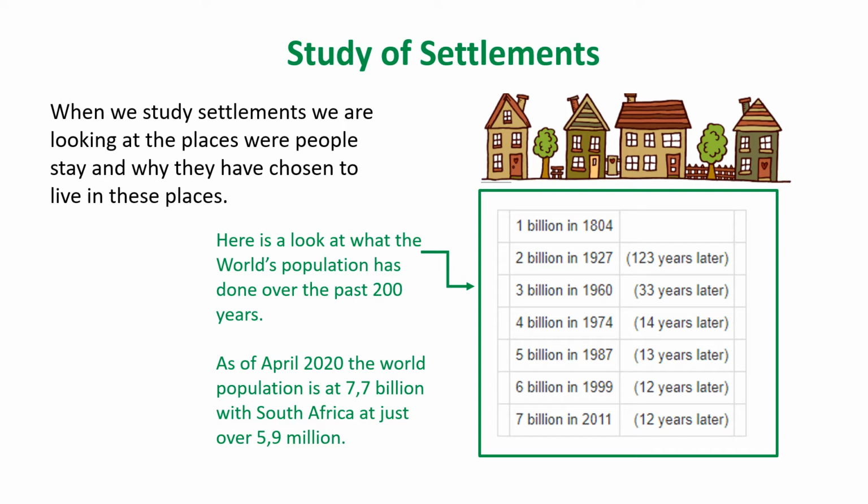If we look at the first billion people, they were counted in 1804. 123 years later, there was only the second billion people in the world. After that, the third billion was 33 years later, then 14 years later, 13 years later, and so on. So the population is growing exponentially. So many more people, and they need space to stay. I had a look at the statistics today, and as of April 2020, the world population is standing at 7.7 billion, and South Africa has got just over 5.9 million people living here.